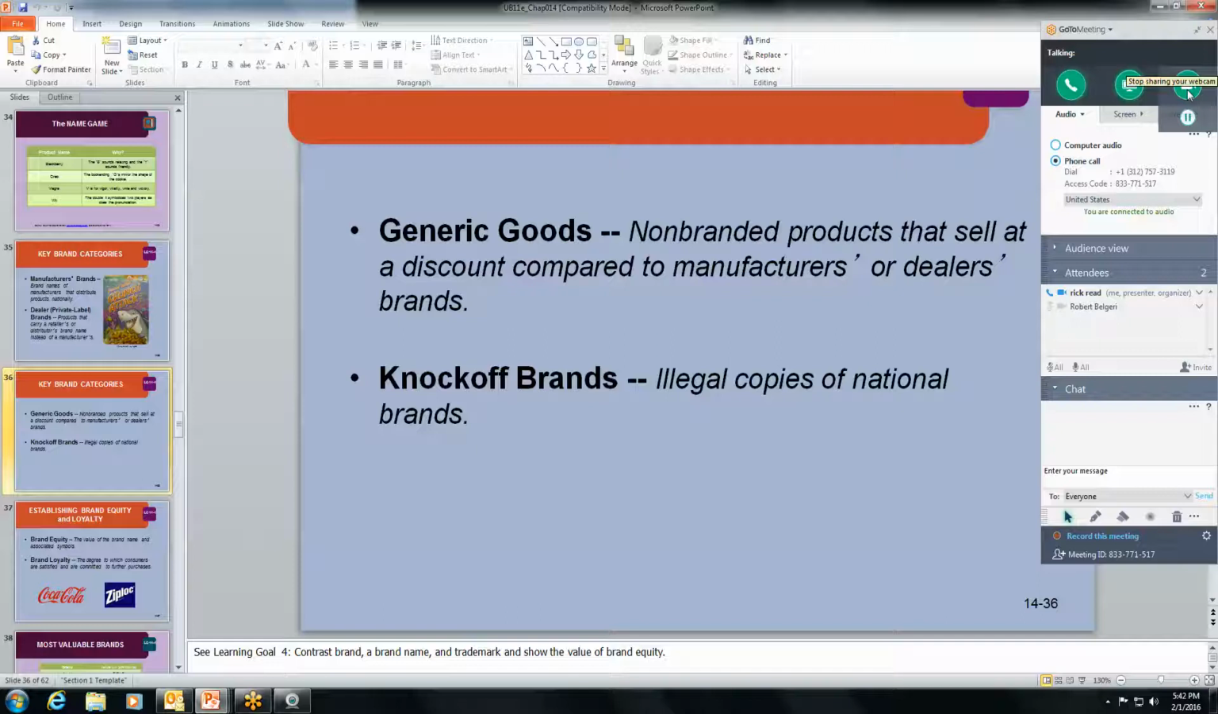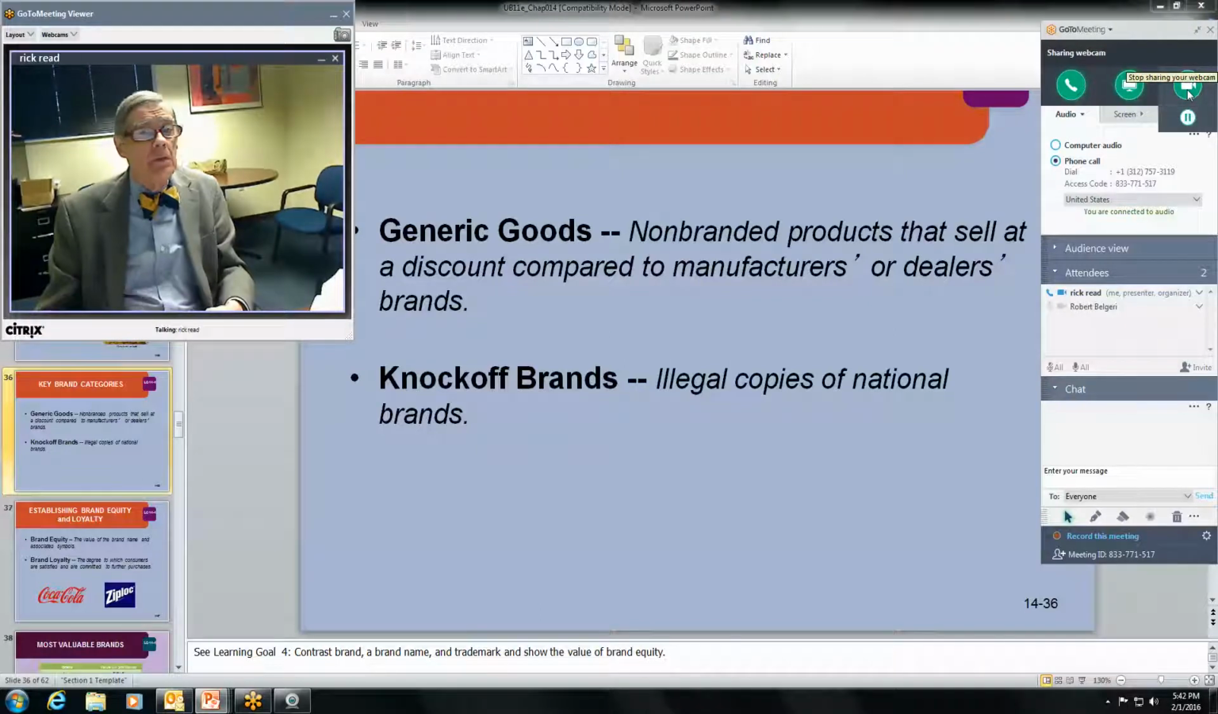And then, of course, we have generic goods, non-branded, and are sold at discount prices compared to either the dealer brand or the manufacturer's brand. And then knockoff brands are illegal. We don't need to go any further than that.